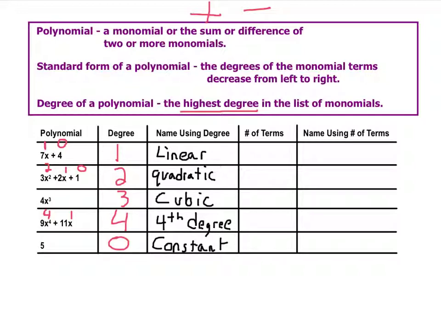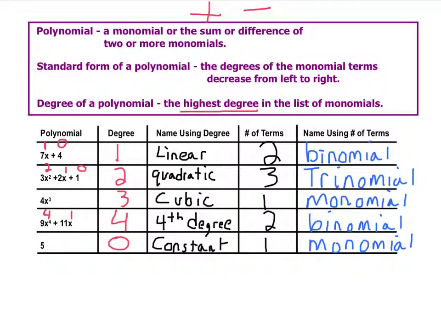Now I want to talk about how many terms are in the polynomial. Remember, a monomial is also called a term. This has 1, 2. So it has 2 terms. This has 1, 2, 3. So 3 terms. This is 1 term, this is 2, and this is 1. So we're going to name these polynomials based on how many terms they have. And here it is. So 2, think of a bicycle, 2 wheels, binomial. 3 would be trinomial. And if there's just 1, it's a monomial. Okay? So please fill in this chart.